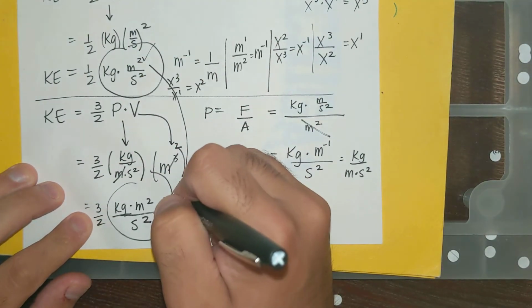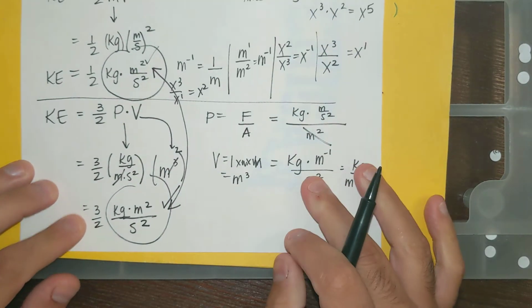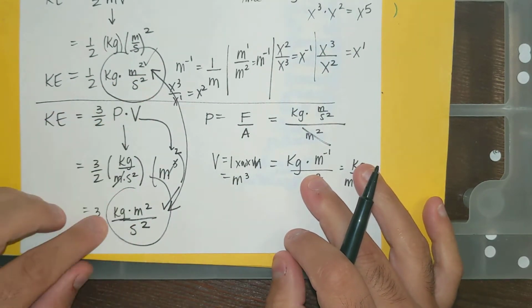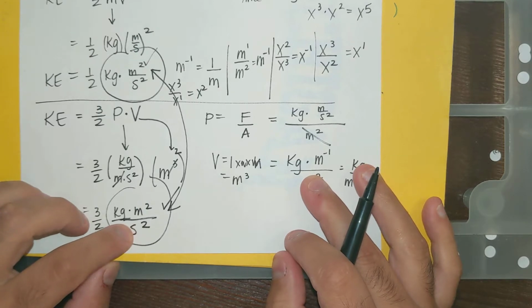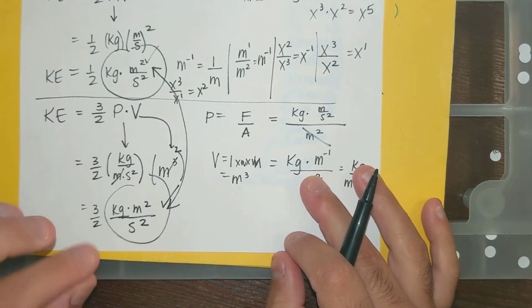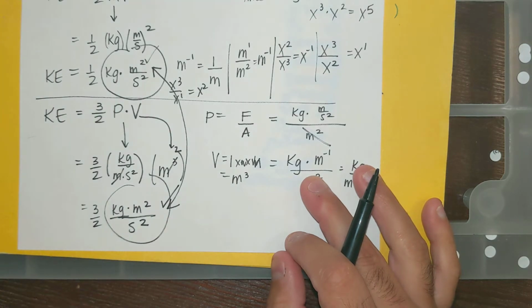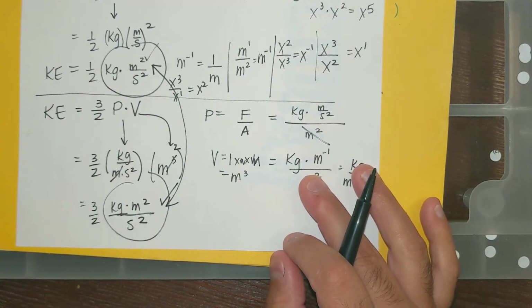That means that these two units represent energy: kilograms times meter squared per second squared. I wrote them a little bit differently, like I put them all under one or the other, but you're able to do that with fractions when you're multiplying.